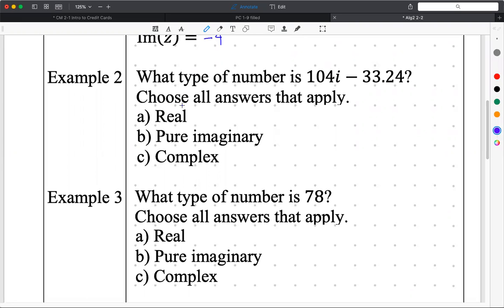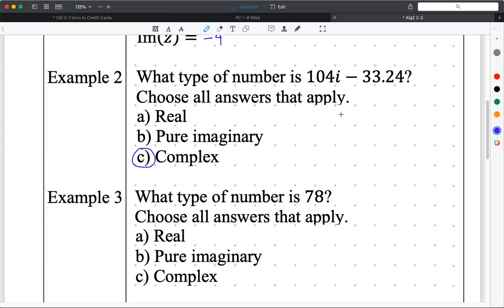I think it would be complex and pure imaginary because it has the I. Okay, yeah, it's a good guess, and it's actually not quite right. So pure imaginary means that there's no real, but 33.24 is a real number. So it's actually just pure complex. It's just C in this case.